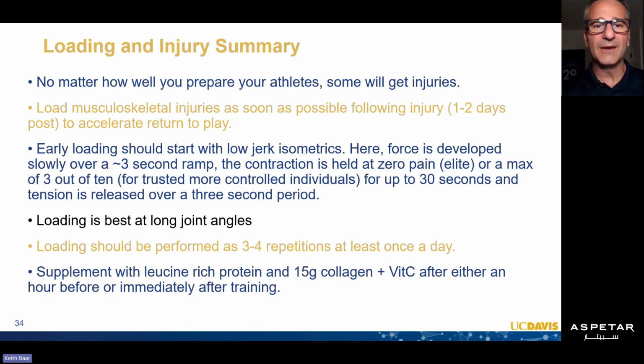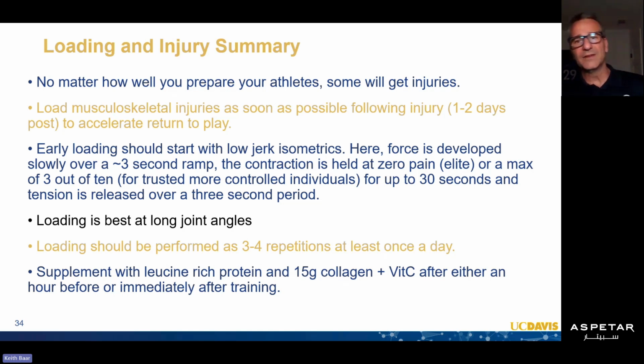We're going to release that. We're going to rest 2 minutes. We're going to continue to do that. We'll do about 4 repetitions because that'll take that 8 minutes. And that 8 minutes is all we're looking for to get maximal effective dose of load. So we're going to load those musculoskeletal injuries as soon as possible.